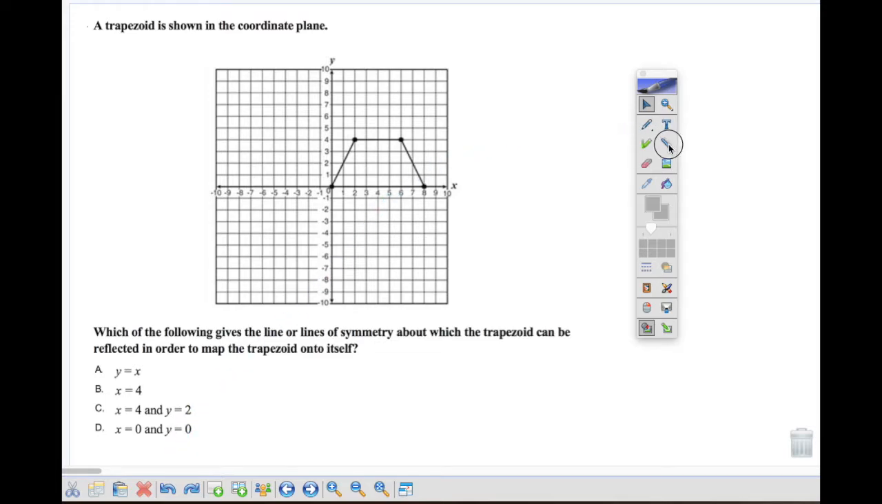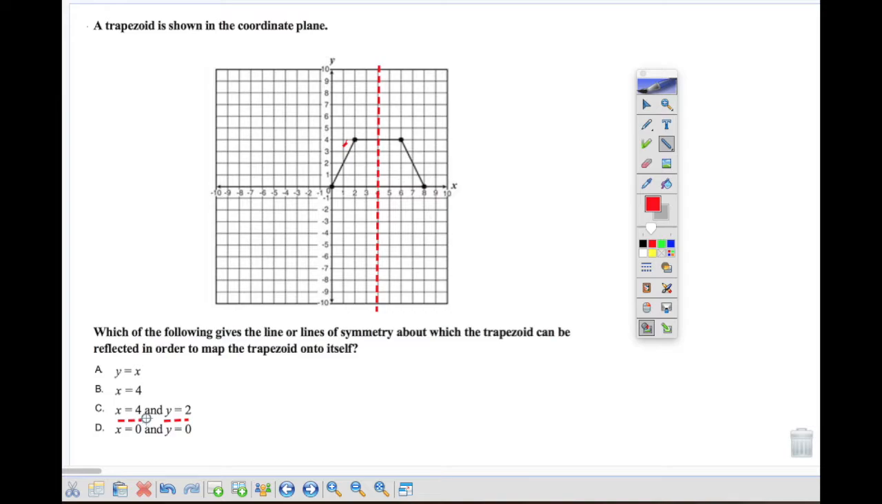X equals 4 is going to be a vertical line because we go to the x-axis to 4 and draw a vertical line. Does that look like a line of symmetry? Yes, it does. It looks the exact same on both sides. However, this one has a second one with x equals 4. So let's see if there is another line of symmetry. X equals 4 and y equals 2.